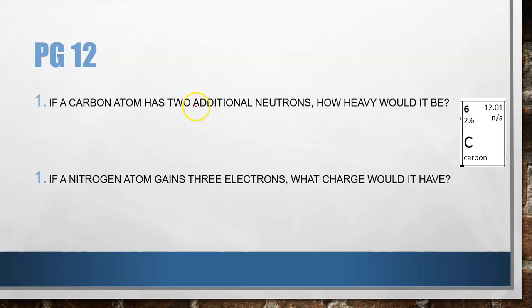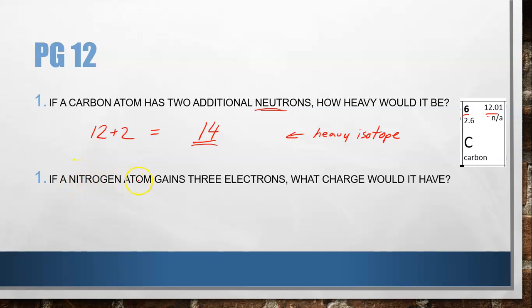Now, if carbon were to have 2 additional neutrons, how heavy would it be? Well, carbon normally has 6 neutrons, so we add 2 neutrons, each with a mass of 1, and so it would have a mass of 14. That's 12, its average mass, plus 2 equals 14. And this is just a heavy isotope. It's still carbon, it's just carbon that has a mass of 14.